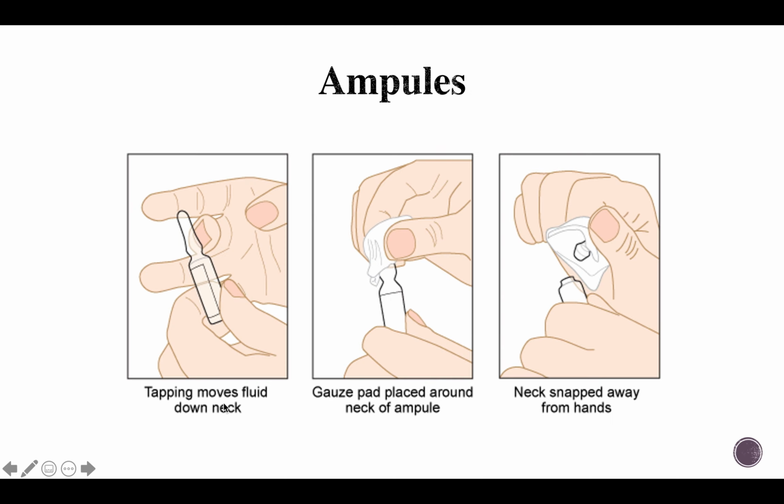Ampoules. Tap to move the fluid down from the neck of the ampoule. Swab it with an alcohol swab. At the same time, you can work it with the same swab or use another gauze. Then snap the neck away from your hands.